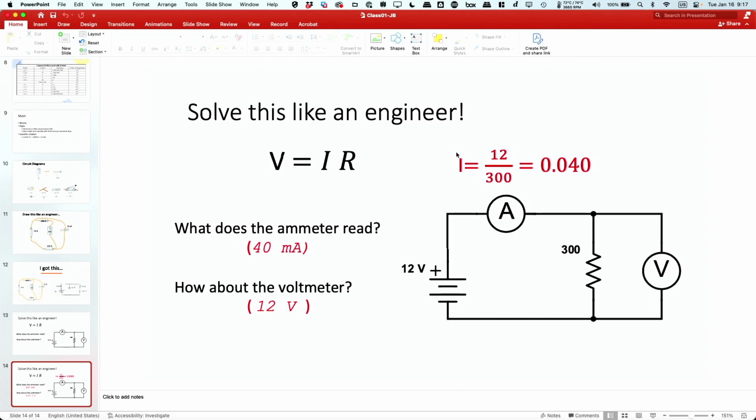Following the same analogy of a fluid, what is voltage in this case? Well, it'd be pressure.